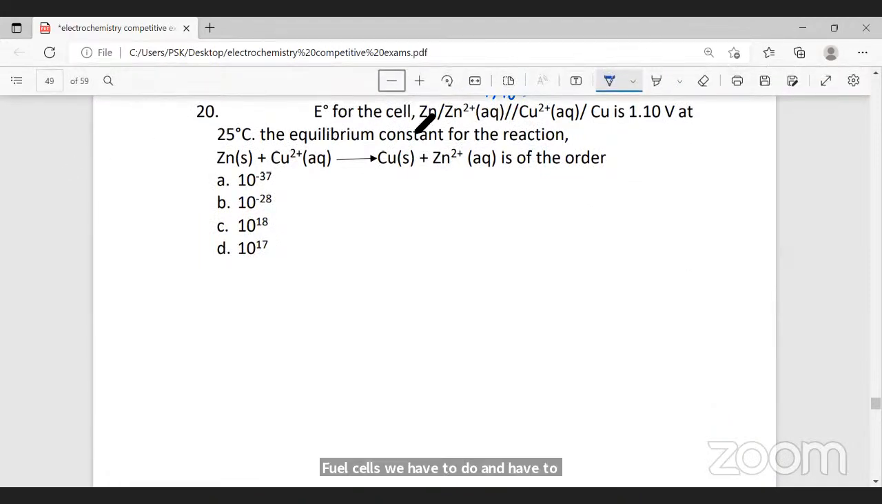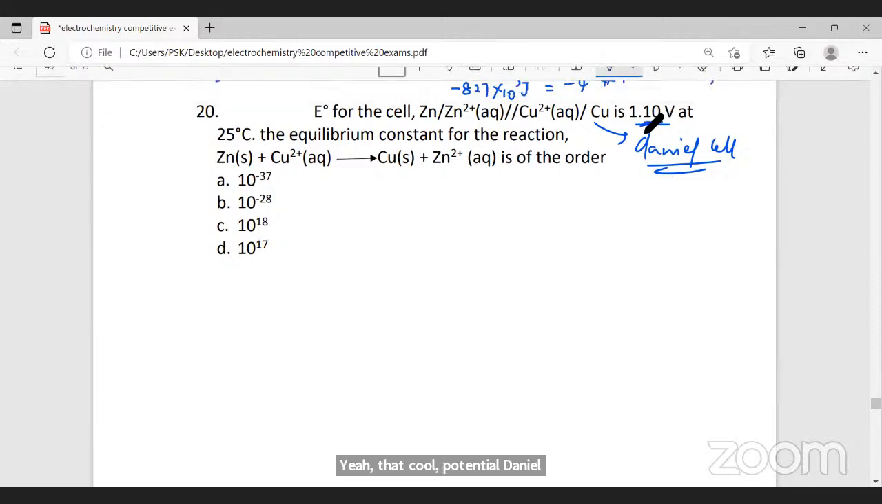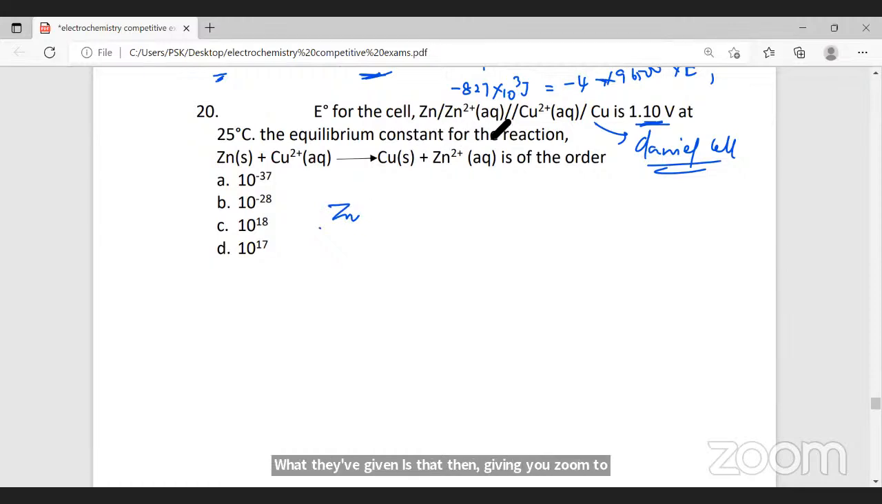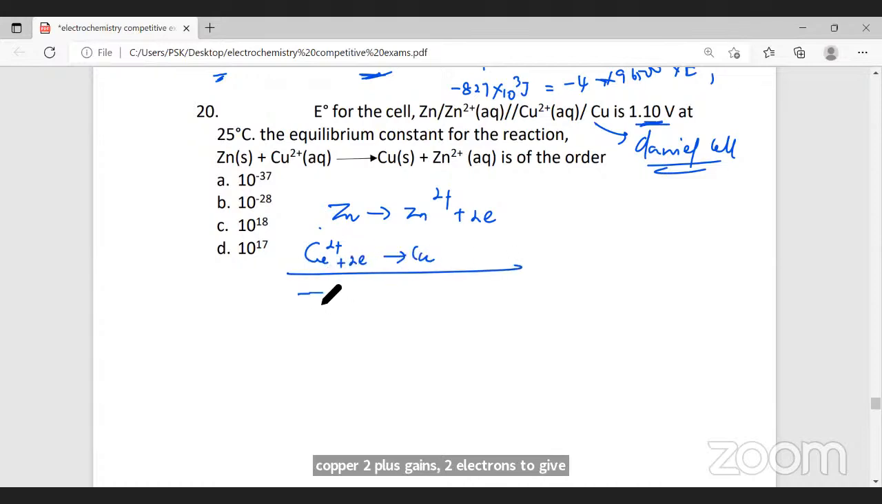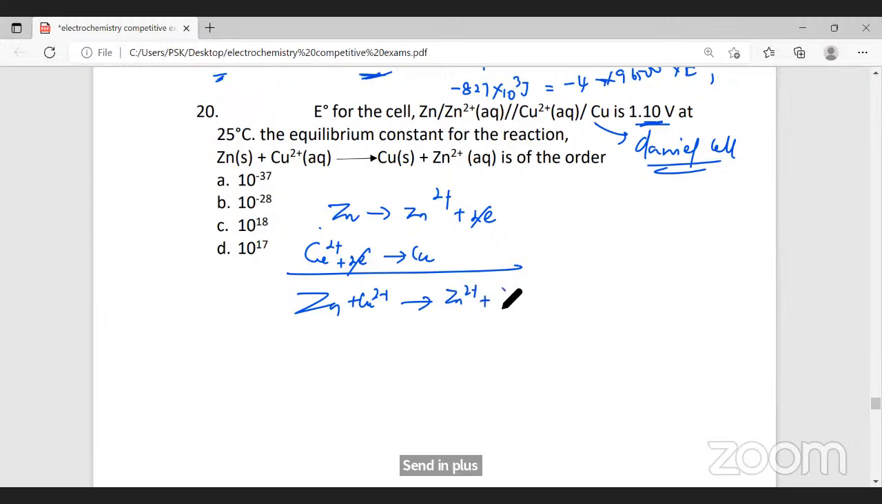Questions based on the E naught for the cell zinc, Zn2 plus aqueous, copper 2 plus, copper. This is nothing but what cell? Daniell cell. We learned the Daniell cell in the beginning. The electrode potential of the Daniell cell, you should remember, is 1.10 volt. What have they given? Zn giving you Zn2 plus, so if I write the half cell reaction, it will be this. And copper 2 plus gains 2 electrons to give copper. When you add the overall reaction, these 2 electrons get cancelled: Zn plus Cu2 plus giving you Zn2 plus plus copper.